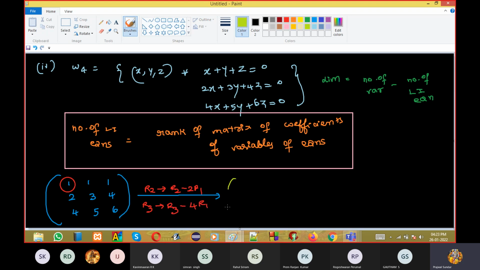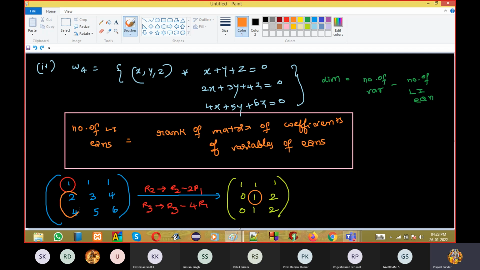So if I'm performing the operation, I'll get 1, 1, 1. I'll get 0, 1, 2, I think. Come on, you should keep checking. Okay, so I don't want to make mistake. 0, 1, 2. Yeah, I hope I'm right. Now I am keeping this as reference. Okay, see, I'll keep this as reference.